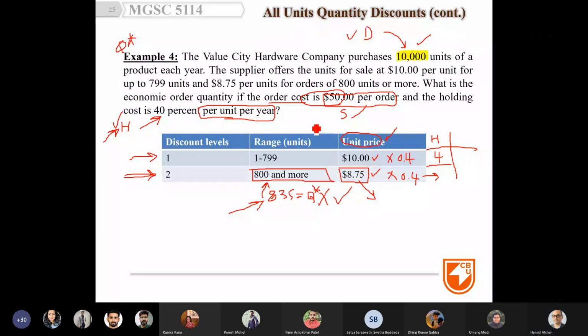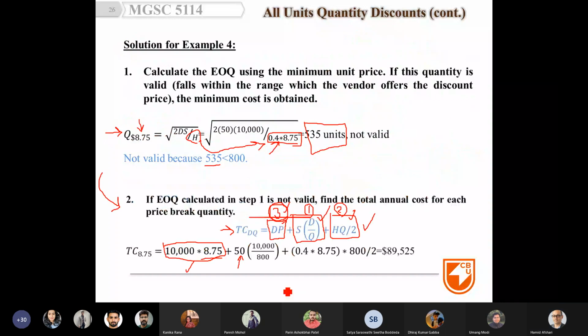Multiply $10,000 divided by Q. Aren't you surprised that I am using 800 as the Q star? How did I get that?